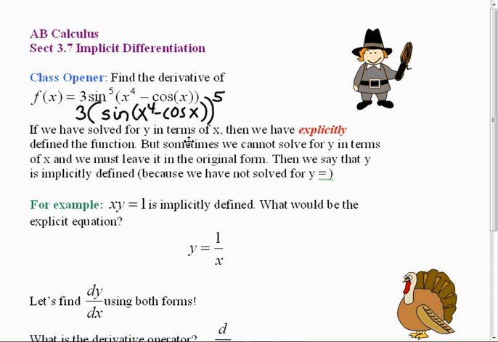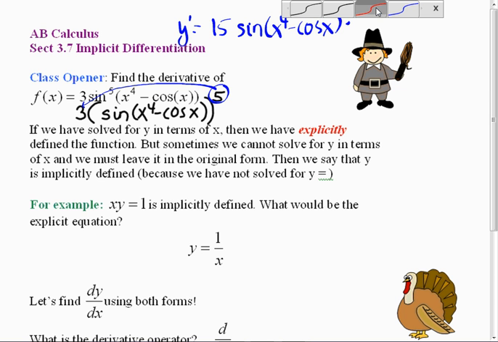So, using the chain rule, and I don't have a lot of space, the derivative is 3 times, oh yeah, we'll do the power rule. So it's 5 times 3, so it's 15, I'll call it y prime. And then it's the sine of x to the 4th minus the cosine of x, to the 4th, right, I need my parentheses too, to the 4th times.